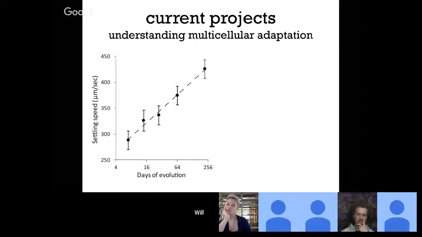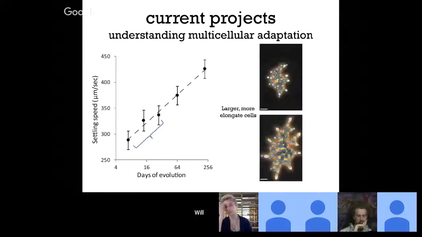So if we select for faster and faster settling, we see some things happening very consistently. This is days of evolution down here. Notice that it's a log axis. This is settling speed, so we can actually measure the settling velocity of individual clusters in media. And it goes up. They settle faster. No surprise there. Now, they do this in a number of ways. First of all, I should say at every time point, we end up packing more cells into each cluster, which is not trivial to do, turns out.